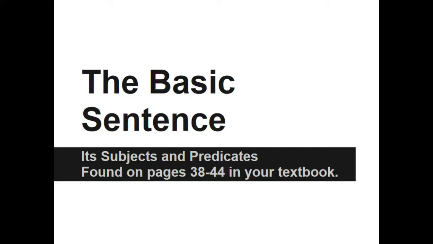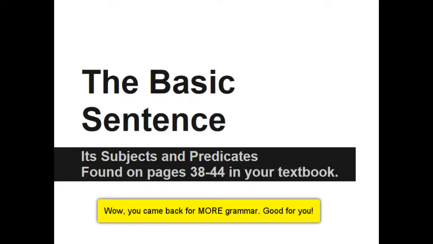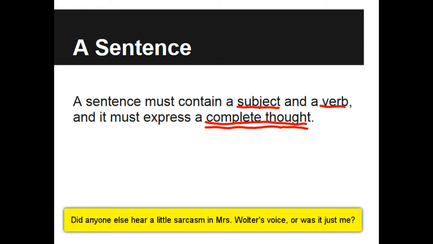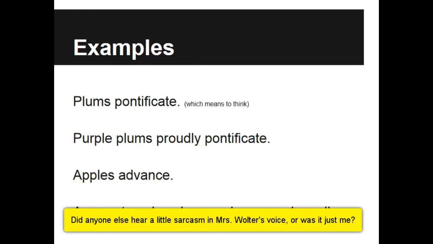Welcome back. Let's take a look at the first idea, the sentence and its basic elements. A basic sentence must contain a subject, a verb, and the two together must express a complete thought. So there may be more words needed to complete the thought. Let's take a look at a few of Mr. Hepworth's well-crafted examples. Plums pontificate.